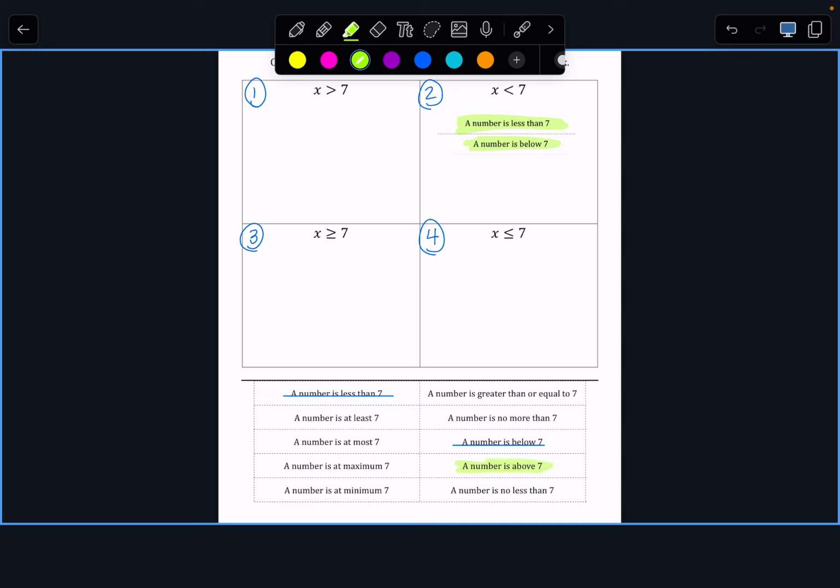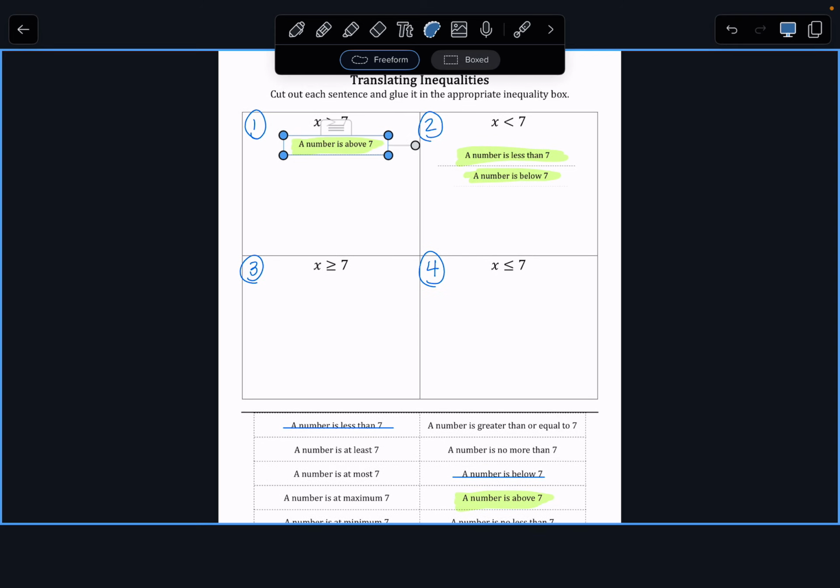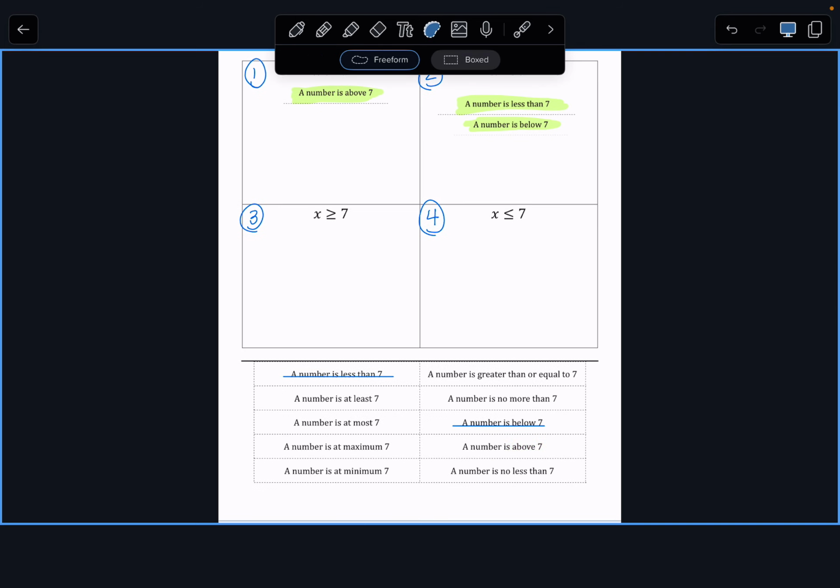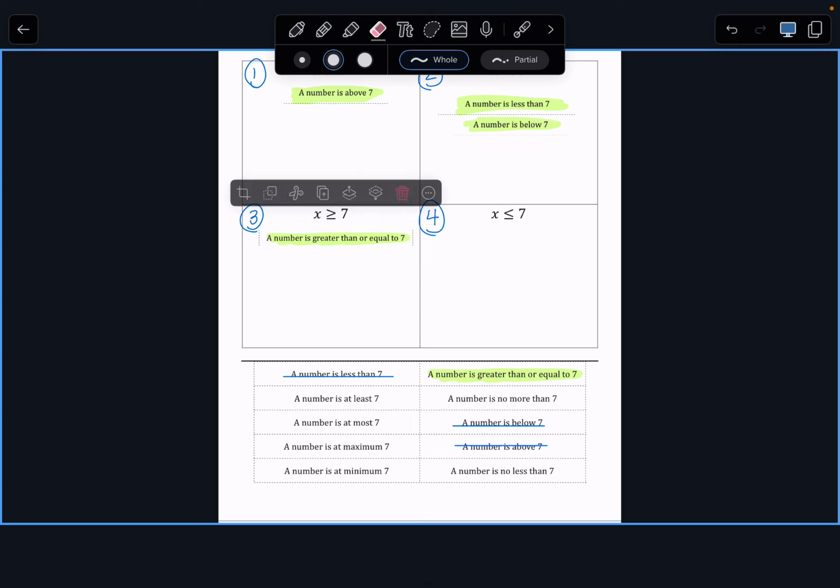A number is above 7. Mason, where does that one go? A number is above 7. That one goes in box 1. Okay, so we all have those. All right, now, how about this one? A number is greater than or equal to 7. Chadence, where does that one go? In box 3. Okay, good.